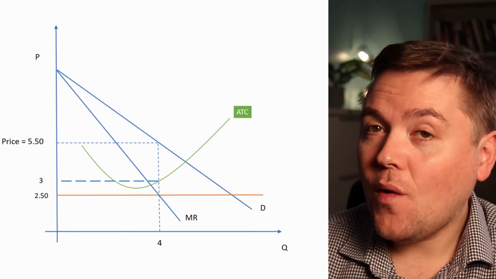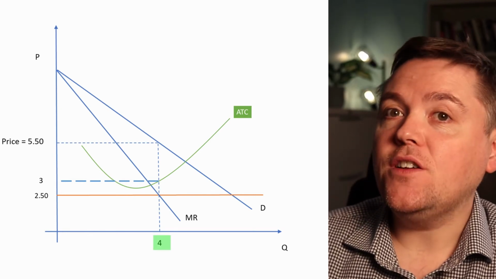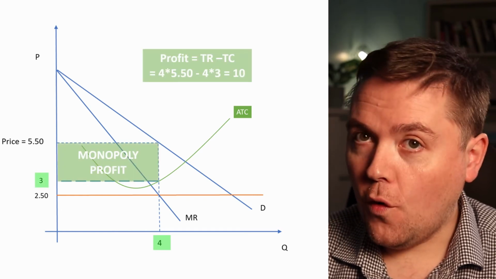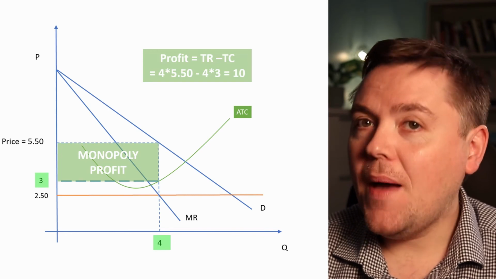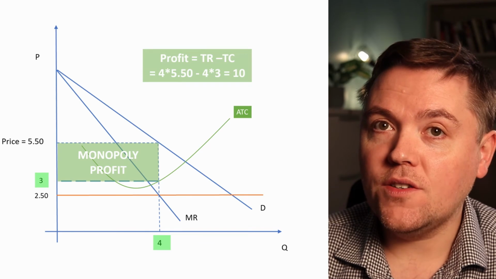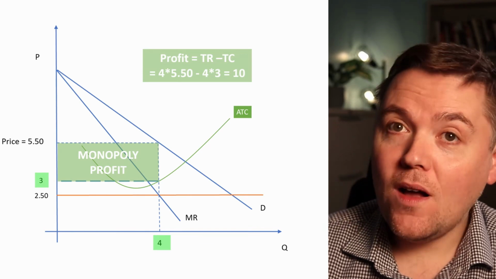In particular, the graph says that at a quantity of 4, the average total cost is $3. That means profit is total revenue, 4 times the price of $5.50, minus costs, again the quantity of 4 times the average total cost of $3, which is $22 minus $12 for a profit of $10. In a competitive market, we would expect competitors to enter, prices to fall, and the producer's profit to decline. But because of barriers to entry, that just doesn't happen, and the monopoly producer makes a profit in the long run.